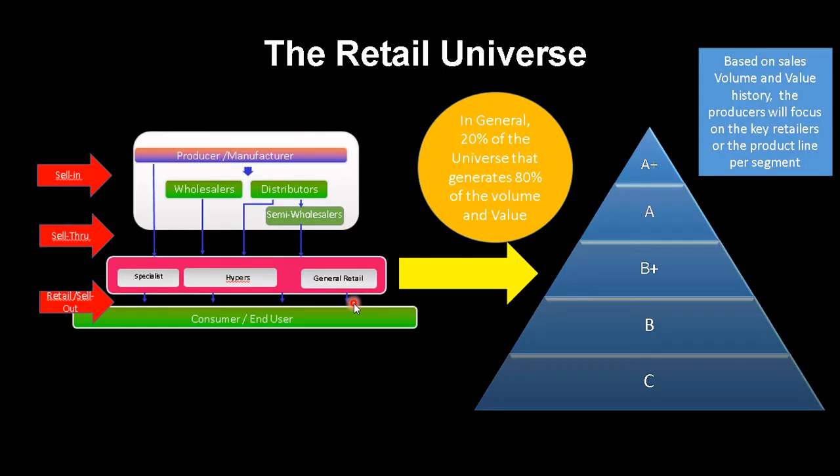The retail universe segmentation is an exercise that we will perform on all retailers in a specific market, and it's based on their value and volume sales. As we can see from the graph, A premium, which is the A+, means that this retailer has high volume and high value sales. C means that this retailer has low volume and low value sales. In general, 20% of the universe generates around 80% of the volume and the value sales.